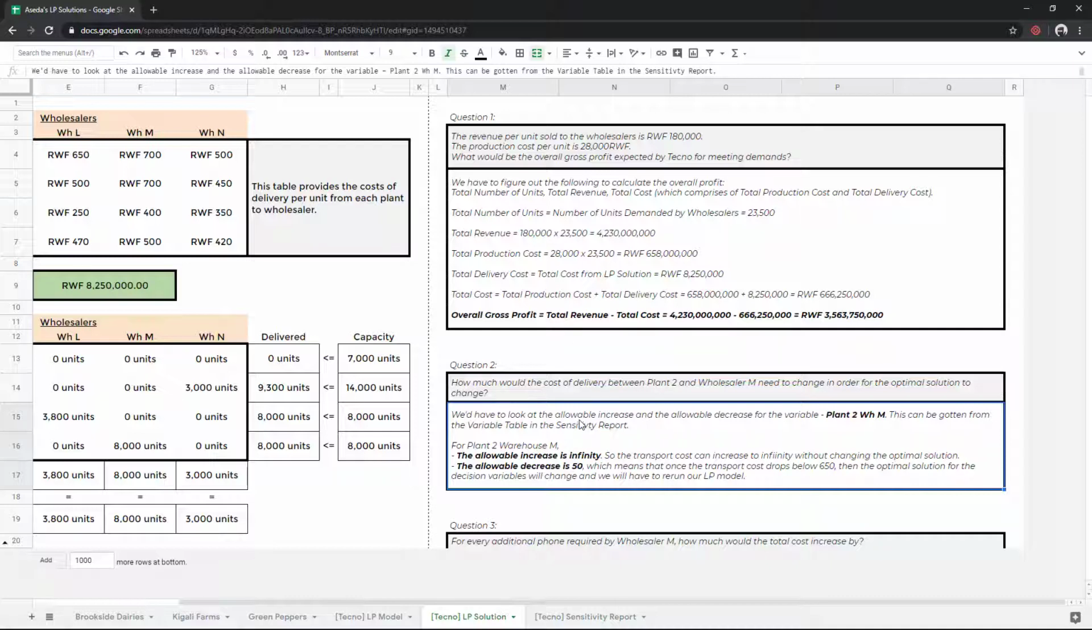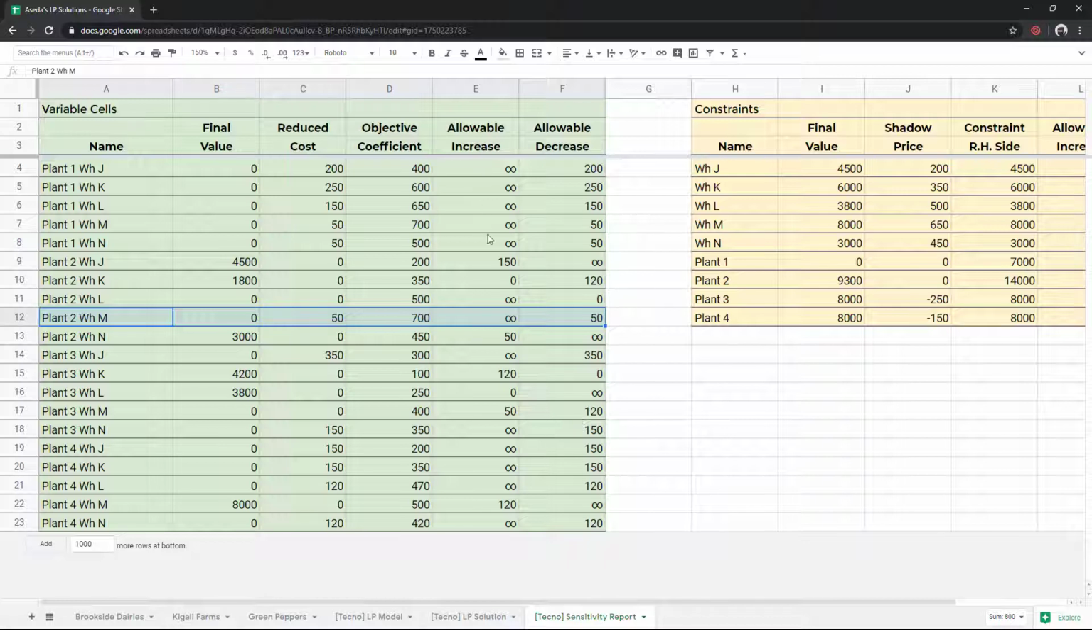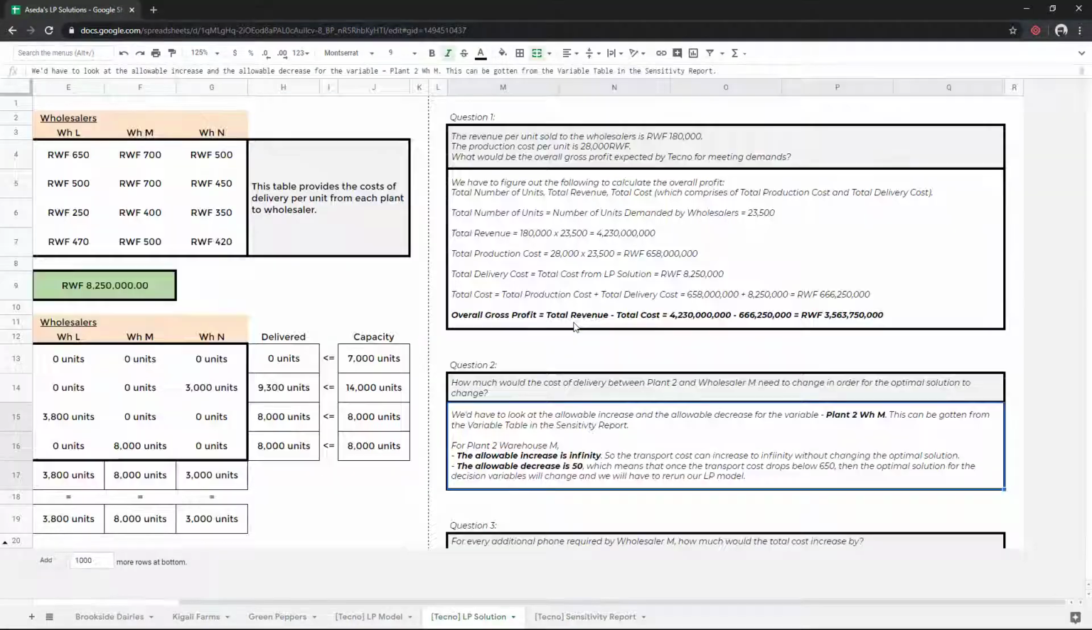So we need to figure out how much we can increase that and how much we can decrease that in order for the optimal solution to start changing, right? So what this means is that once we go beyond our allowable increase and our allowable decrease, once we go maybe below a 50 decrease, that means the optimal solution is going to change. So that's what our answer is going to be.